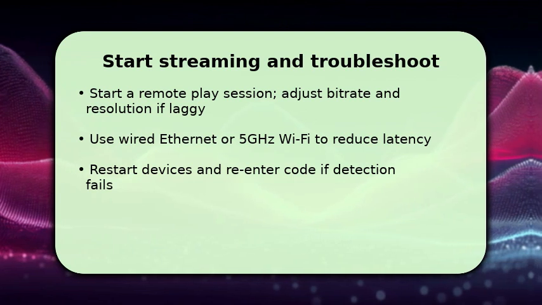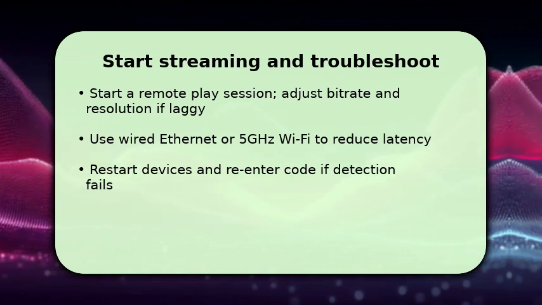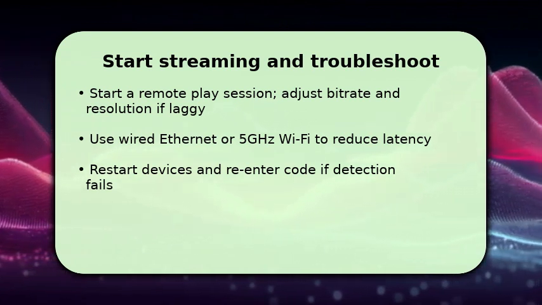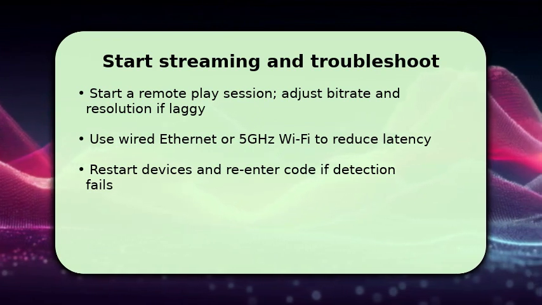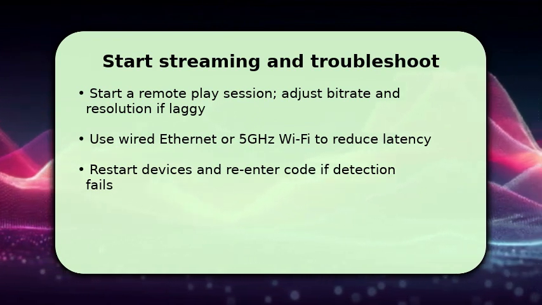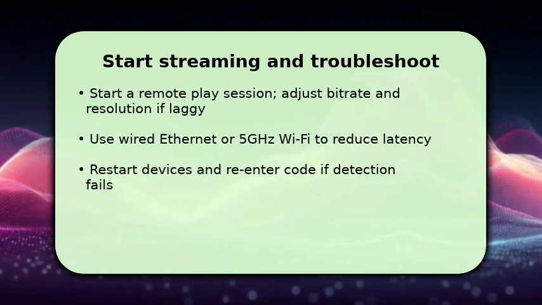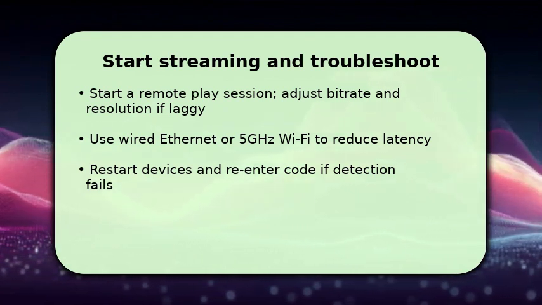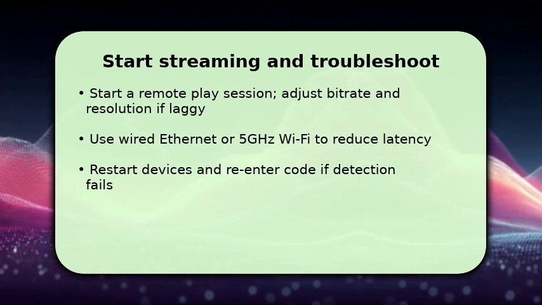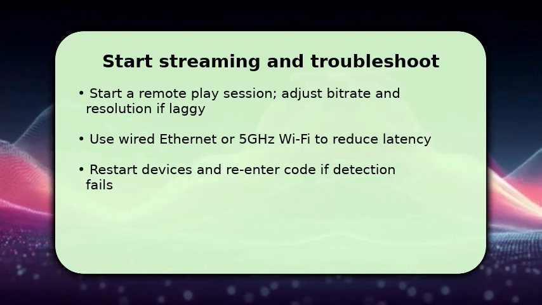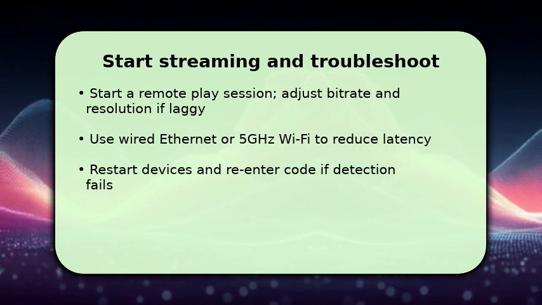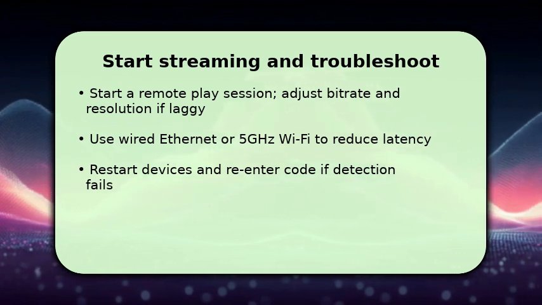Adjust bitrate and resolution settings in the app if video stutters so you balance quality versus latency. If you see lag, switch to wired Ethernet or 5 GHz Wi-Fi to improve throughput and reduce packet loss. If the console doesn't appear, restart both devices, confirm network settings, and re-enter the 8-digit pairing code. This often clears discovery or authentication issues quickly.